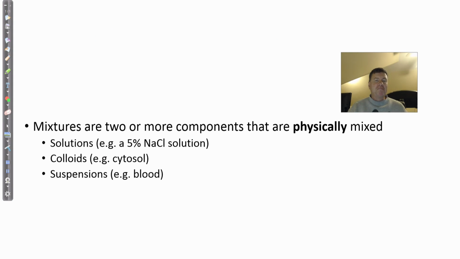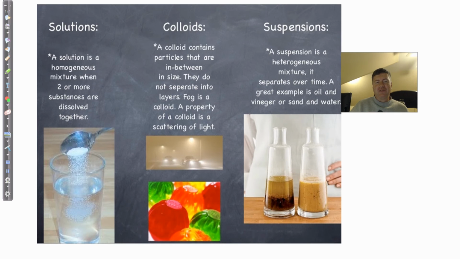When we talk about mixtures, these are going to be two or more components that are physically mixed but are not chemically joined, chemically connected like we see in molecules. And you'll see three different kinds of mixtures: solutions, colloids, also called emulsions, and suspensions. So let's just look at some examples of these.